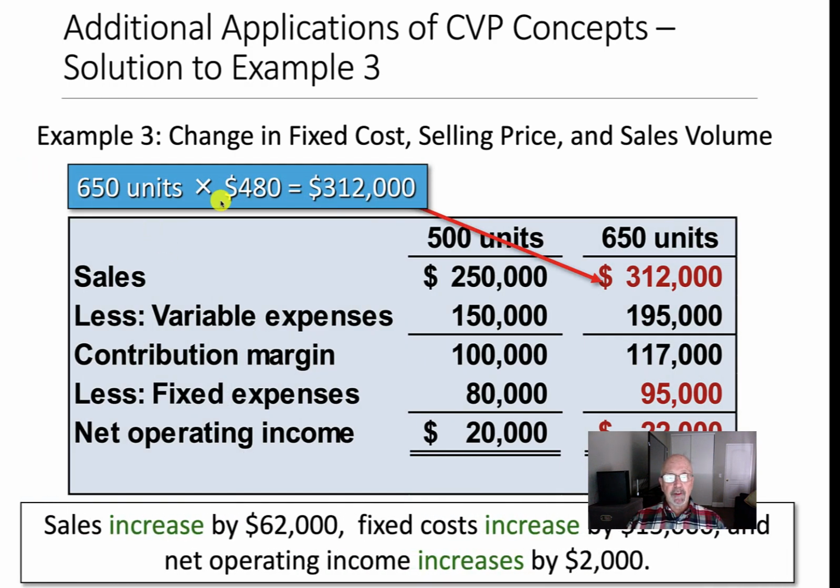So 650 units, we're dropping the price from 500 to 480. So the price goes to 480 bucks. 650 times 480 gives us $312,000 in sales. Variable expenses obviously are going to be 650 times 300, leaving us a contribution margin of 117,000. We're increasing fixed expenses by 15, leaving us a net operating income of 22,000. So this whole package has increased our net operating income by $2,000.